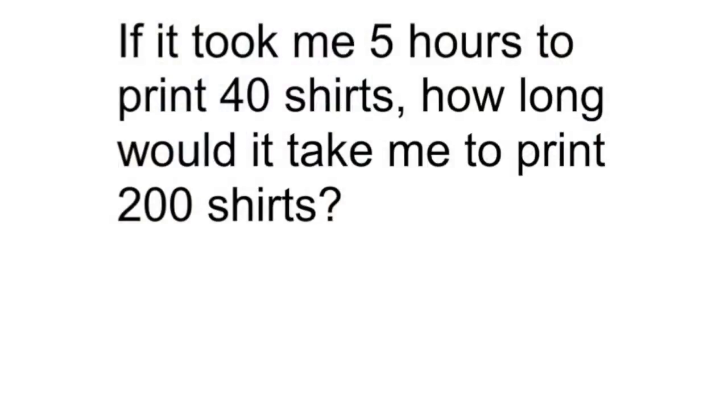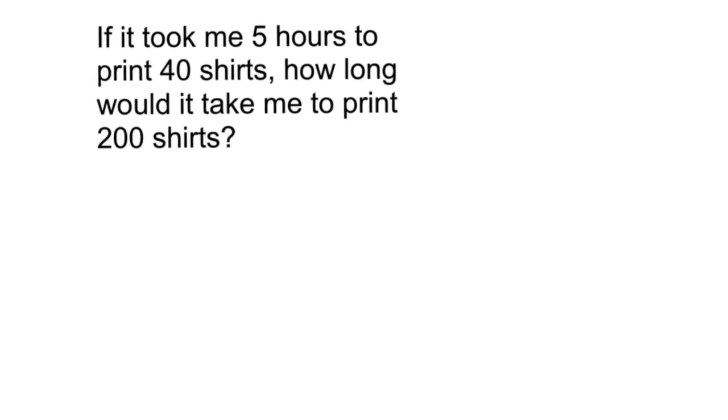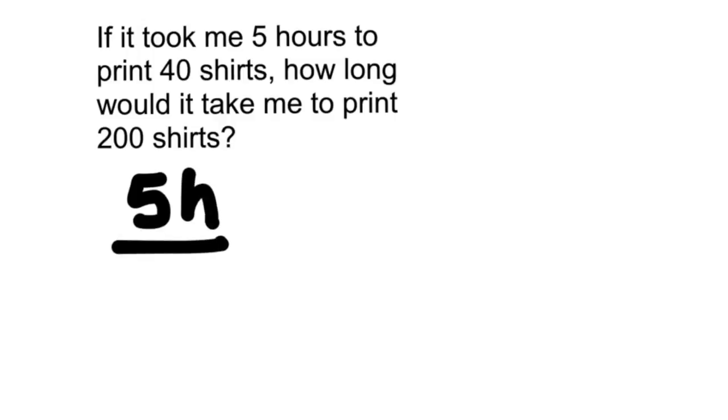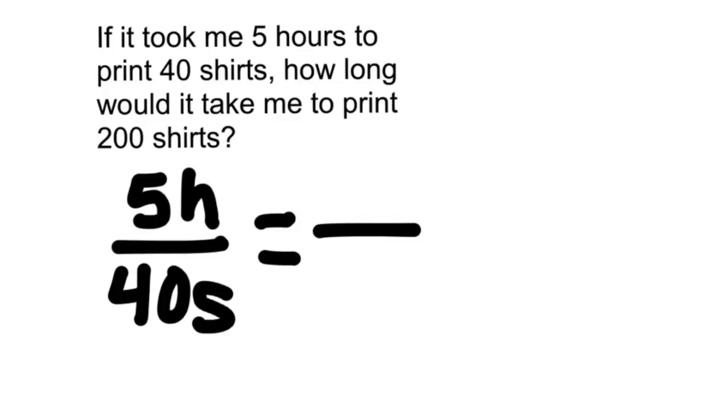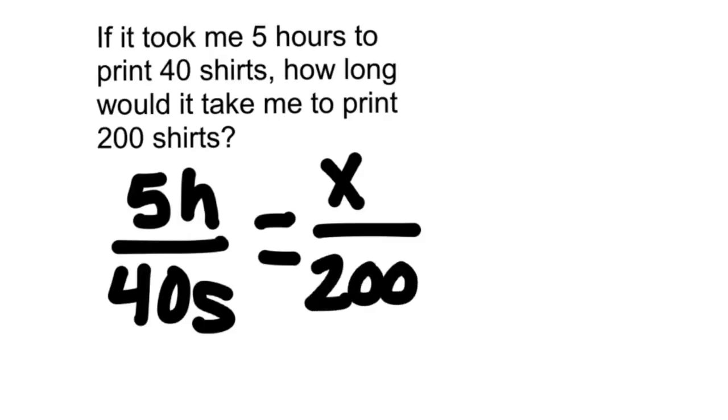If it took me 5 hours to print 40 shirts, how long would it take me to print 200 shirts? Now there's more than one way to do this, but I'm going to use a proportion. So I'm going to write the first ratio of 5 hours to 40 shirts. And I'm going to set that equal to a second ratio where I don't know the hours, so I put X, and then in the denominator I put 200 shirts. And the important part is that the labels match up. I have shirts in the denominators of both ratios.